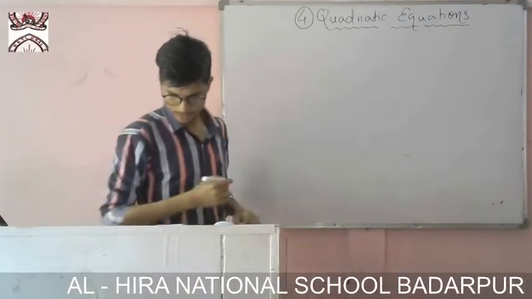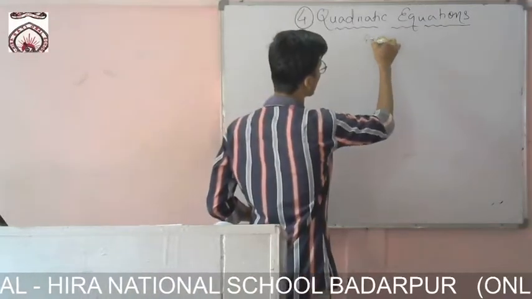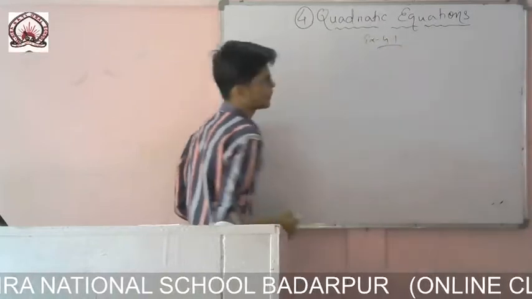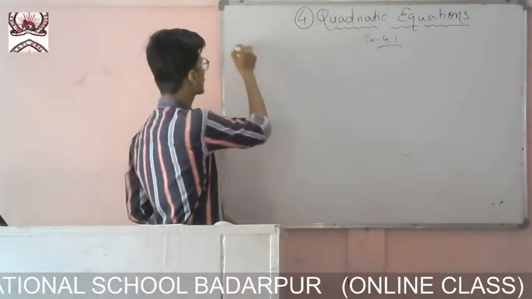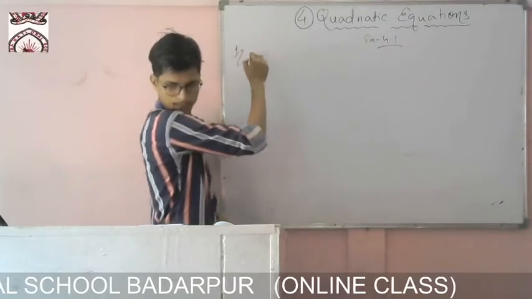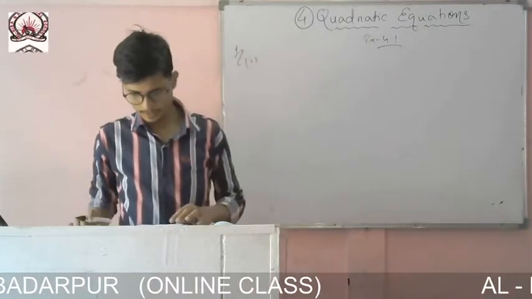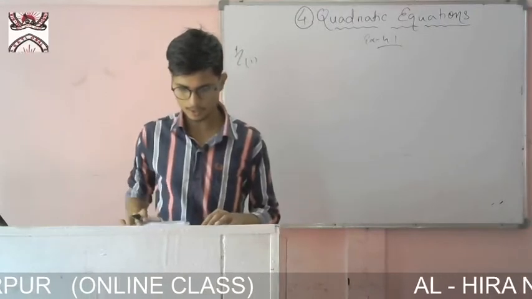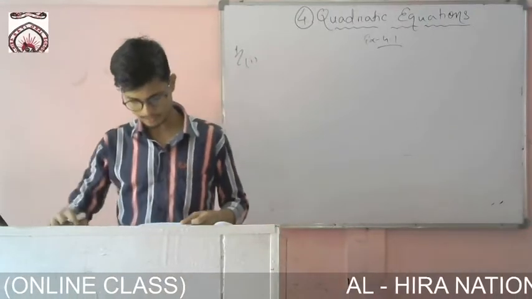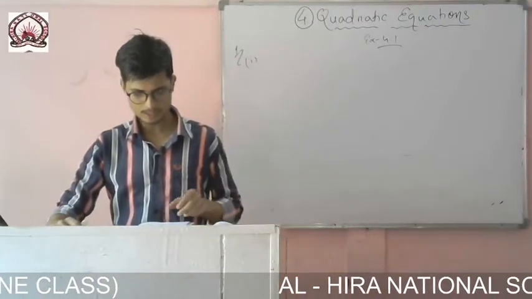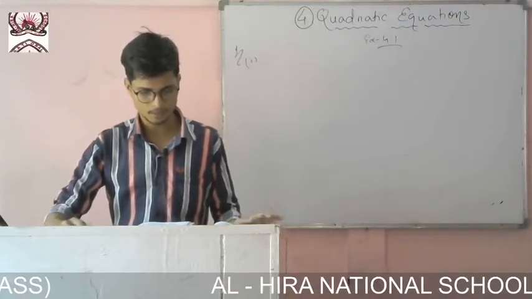So take out exercise 4.1. Exercise 4.1, question number 1. Check whether the following are quadratic equations or not. You have to check whether they are quadratic equations or not.